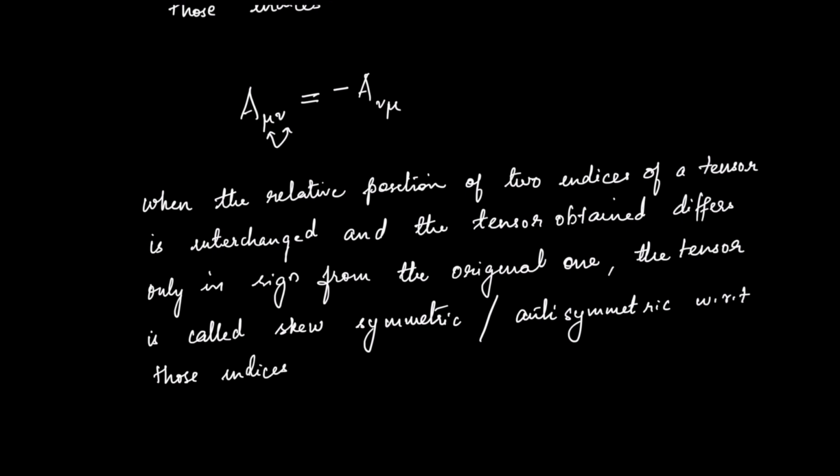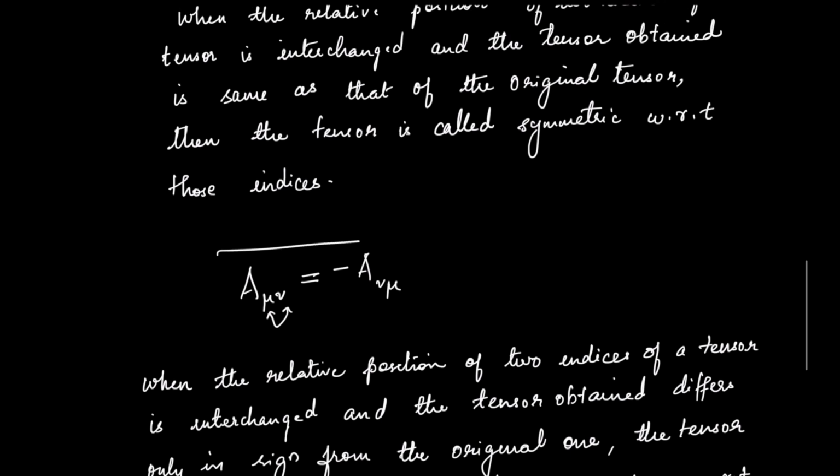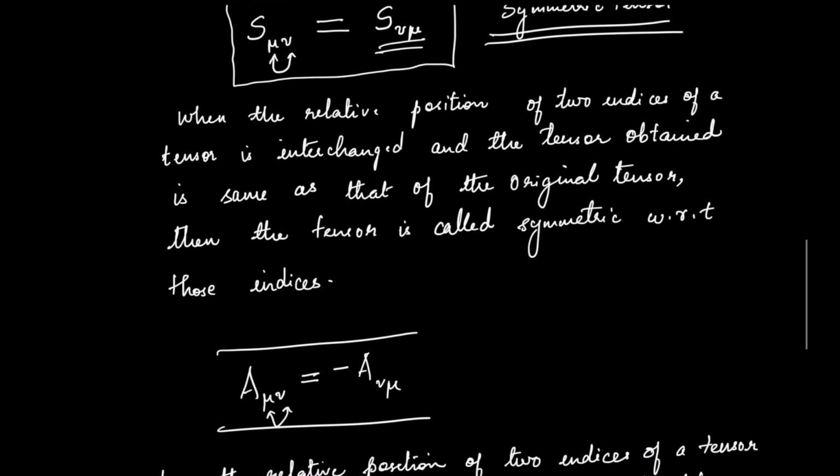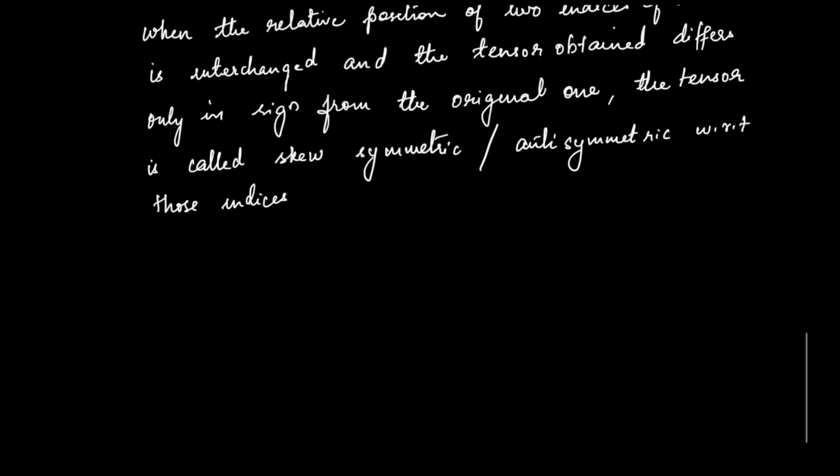Okay, so either the tensor has to be a covariant tensor or it has to be contravariant tensor. You cannot define the symmetric property or antisymmetric property for a mixed tensor. Okay, this is not possible.